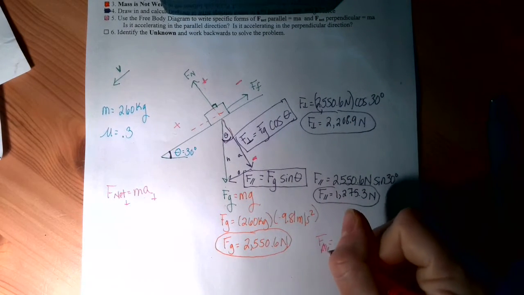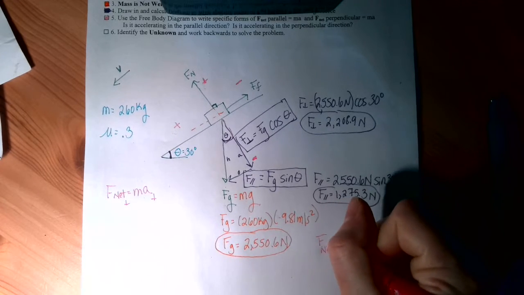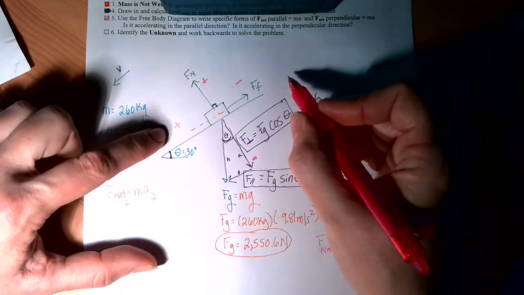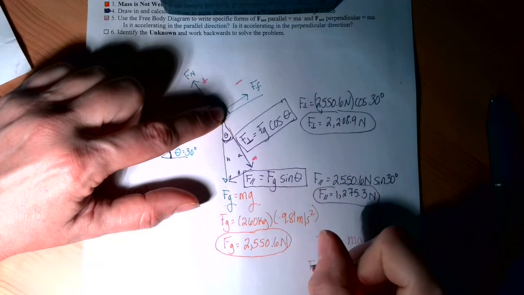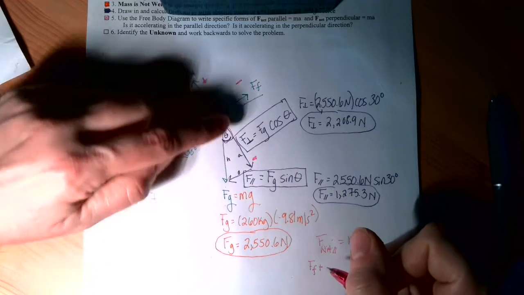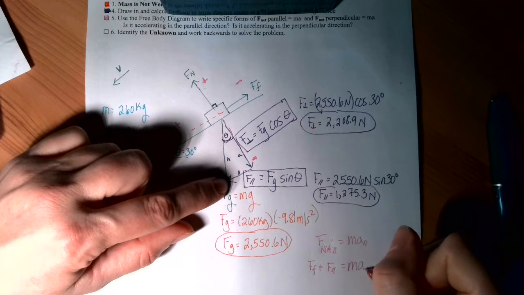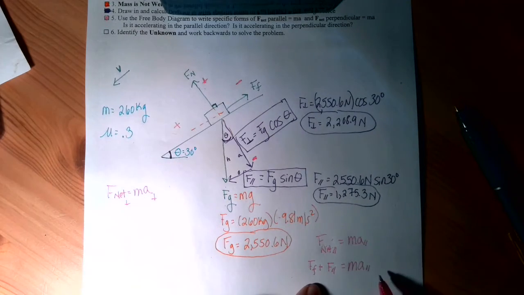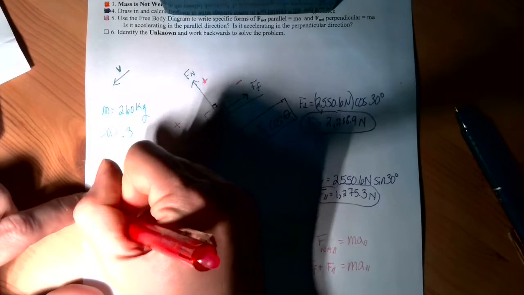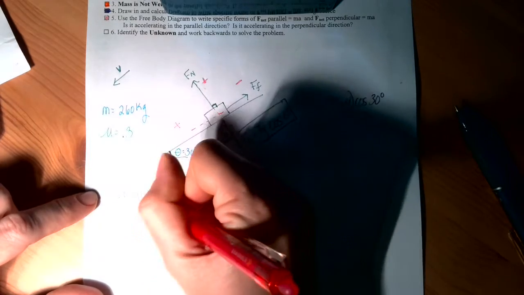F net parallel equals MA parallel. Looking at my picture, in the parallel direction, I have two forces. I have force friction, and way down here, I have force parallel. Remember, I could draw it here or here. It doesn't really matter. You can always move a vector in space. Equals MA parallel. And it says it's accelerating, so I'm going to leave this formula alone. In the perpendicular direction, I have two forces. I have the normal force and the perpendicular, and they both add up to MA perpendicular.